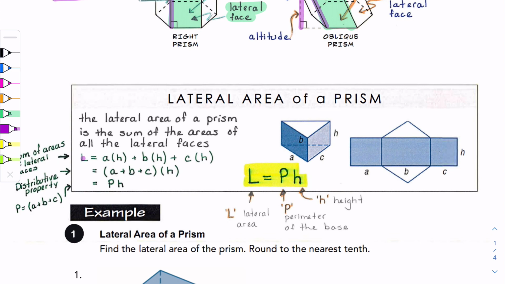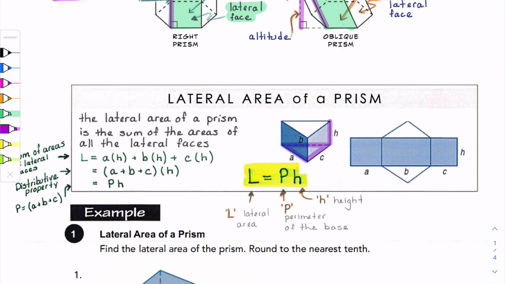Now, of course, you could use this formula right here. You could calculate the area of every side and add that together and it will give you your answer. But there is a shortcut. We use this formula right here that says the lateral area is equal to the perimeter of the base. So add up the perimeter of either base, one or the other, they're the same thing, and multiply it by the height.